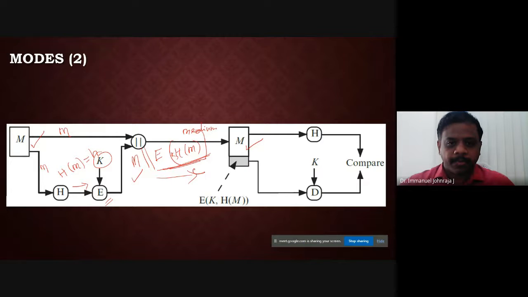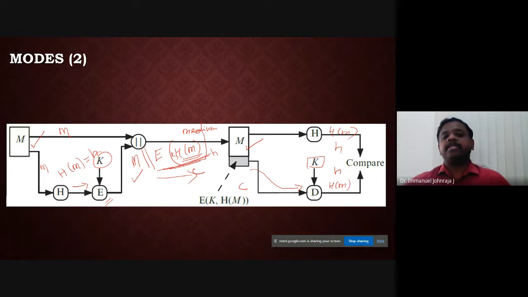So let this be C. He receives it, and what is to be done? This has to be decrypted. So you go for the decryption function using the key. What will you get? You will get H of M. In parallel, the receiver calculates H of M here. So both are going to give H. If the message is not altered, both are going to be the same. Otherwise, it is going to throw an exception that these hash values differ, so the message is altered elsewhere.